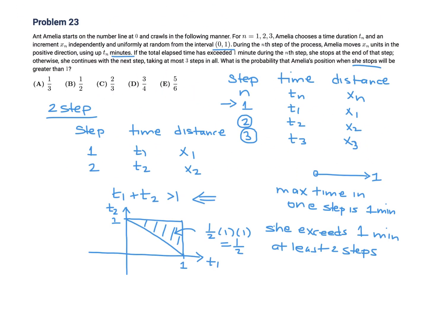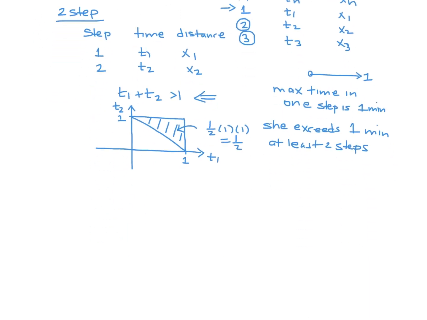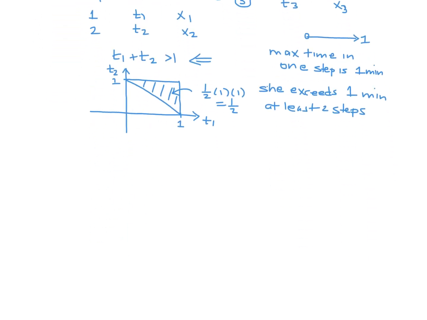But in addition to time, we also need the position to be greater than 1. See, they have position, because it's not just the time. The time has exceeded 1 minute, and so has the position. So because the position has exceeded 1 minute, we need the same kind of story for the position.